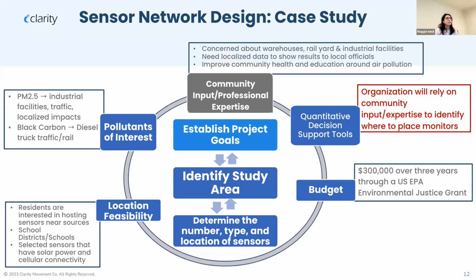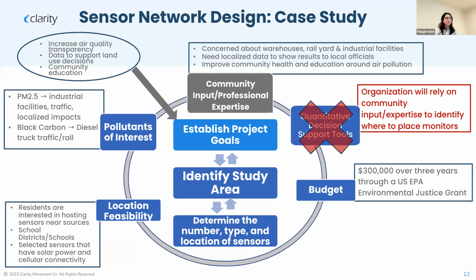And finally, because this is a community-based organization, they came to the conclusion that they would rely exclusively on community input and expertise because they themselves did not have the capacity or expertise to explore any of the quantitative decision support tools available. Taking all of these variables into consideration, the organization decided that their project goals were to increase air quality transparency, increase data use to support land use decisions, and educate the community on air quality.